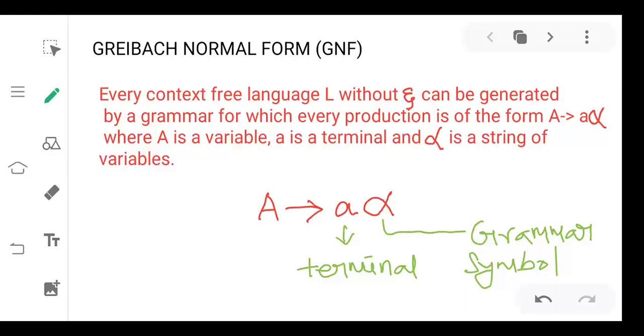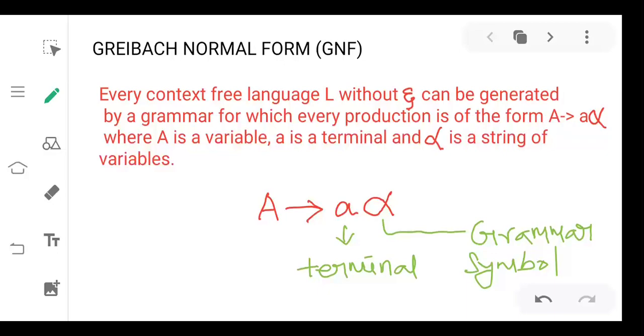In this session, we are going to see one of the normal forms called Greibach normal form or GNF. What does the Greibach normal form say? Every context-free language L without epsilon can be generated by a grammar for which every production is of the form A produces small a alpha, meaning a variable produces a terminal followed by a string of variables or terminals.